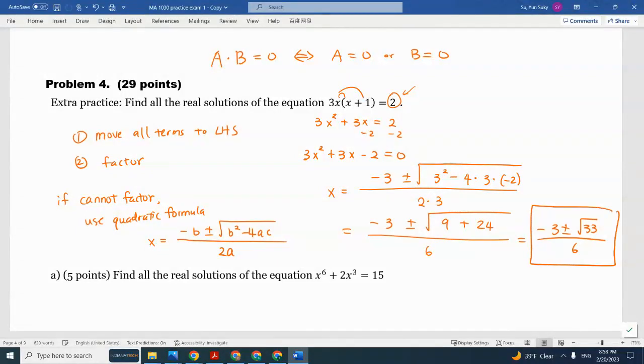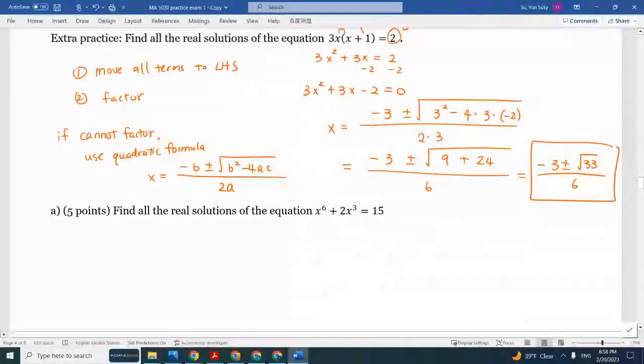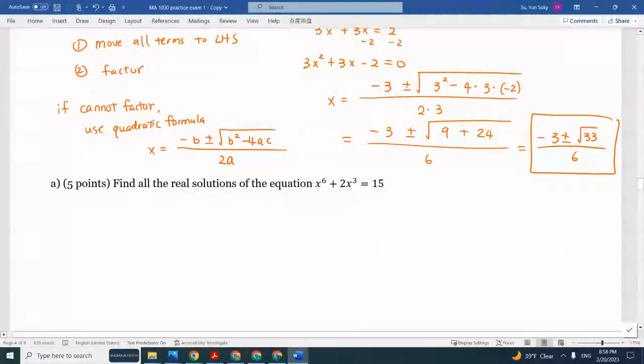You see, this is not an integer, and this is actually an irrational number. So we cannot factor it. We have to use the quadratic formula for this problem. Okay, so that is the extra practice. So let's see, we keep going.